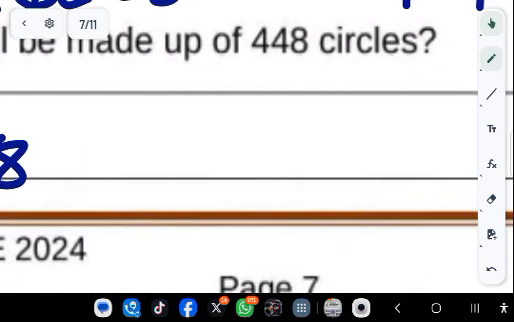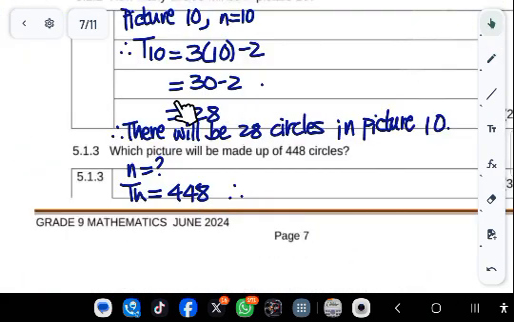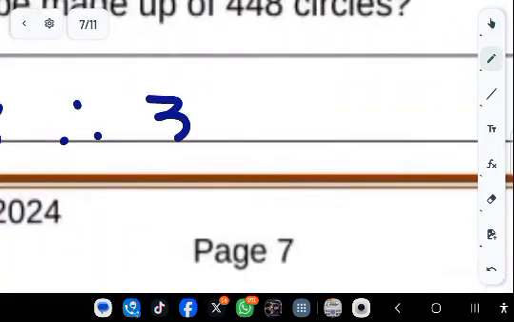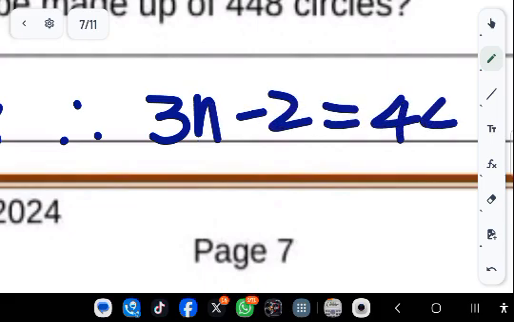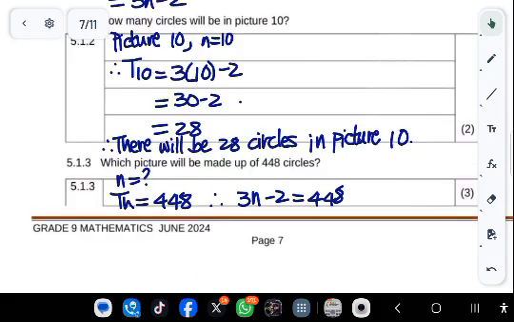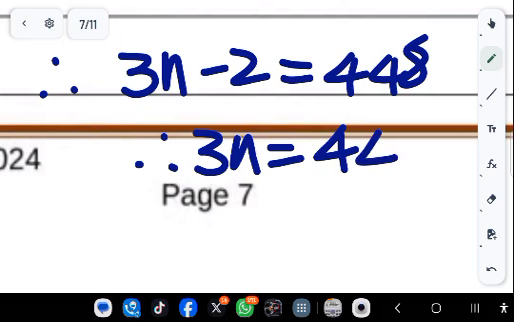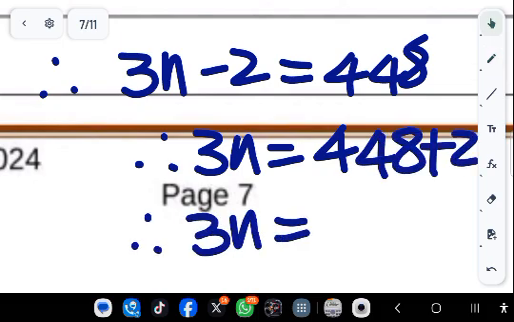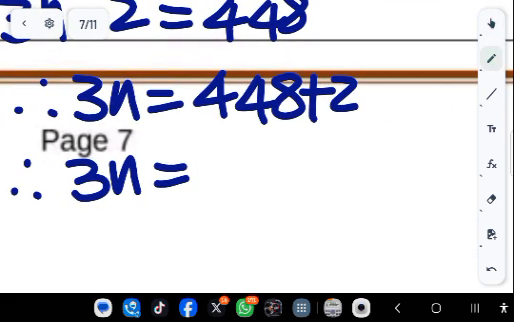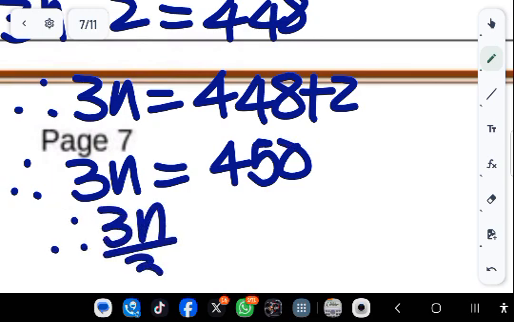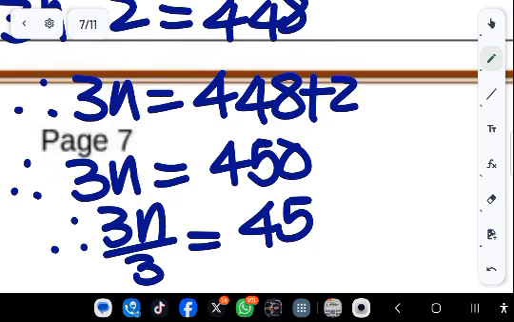Therefore, what is that general term? The general term was 3n minus 2. Therefore, we want to know what n is when 3n minus 2 equals 448. You can see for yourself. You solve for n. So let's solve for n. Therefore, 3n, take the negative 2 to the right hand side. It changes sign and becomes positive. Whenever you cross a border, the equal line border, you change the sign. So 448 plus 2 will be 450. And now we divide both sides by 3 to get n on its own.